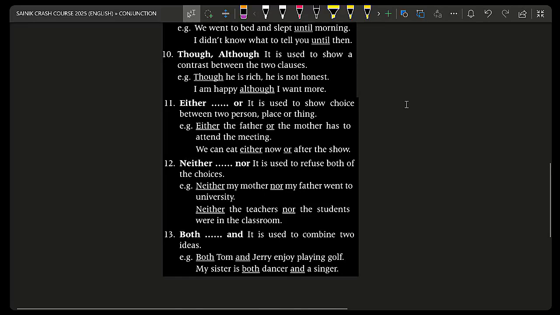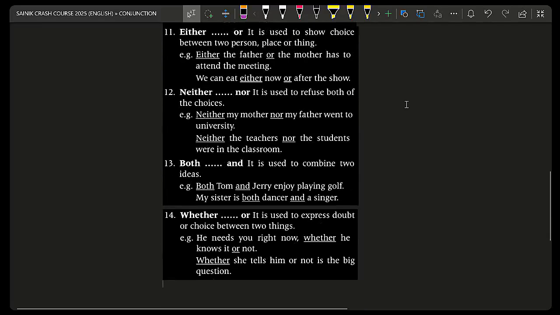Okay. 14th one, whether or. So this combination is used to express doubt or choice between two things. So there is a doubt, there is an ambiguity. Okay, there is a doubt between two things. He needs you right now, whether he knows it or not. So whether he knows or not, doubt is there between them. So whether she tells him or not is the big question. So it may happen either telling or not telling. So there is a choice between two things. Then we can use whether.